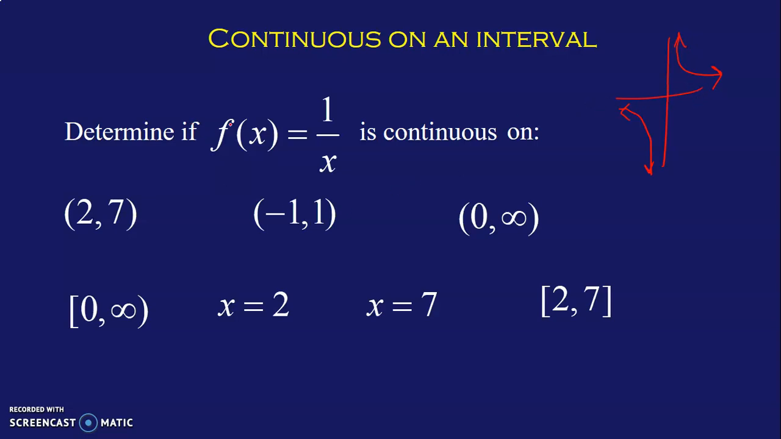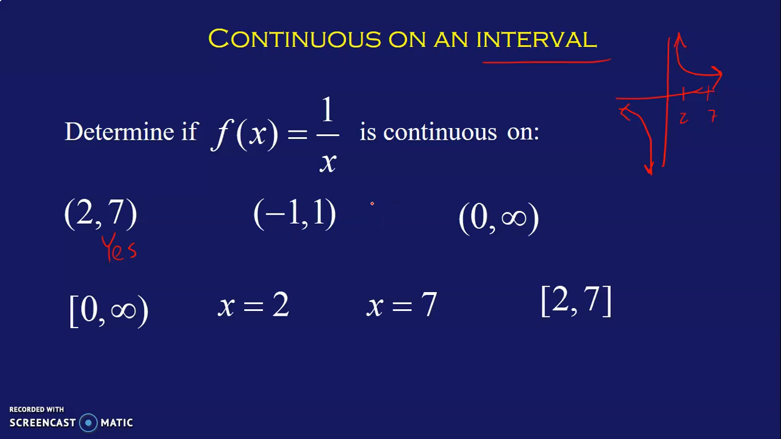All right, so I want to determine if this function is continuous on the interval 2 to 7. So if I go from 2 out to 7, this entire time, yes, it is continuous. All right, what about on the interval -1 to 1? And keep in mind, in calculus, when you see something like this, you're almost always talking about an interval. Yes, it looks like a point, but this is interval notation.